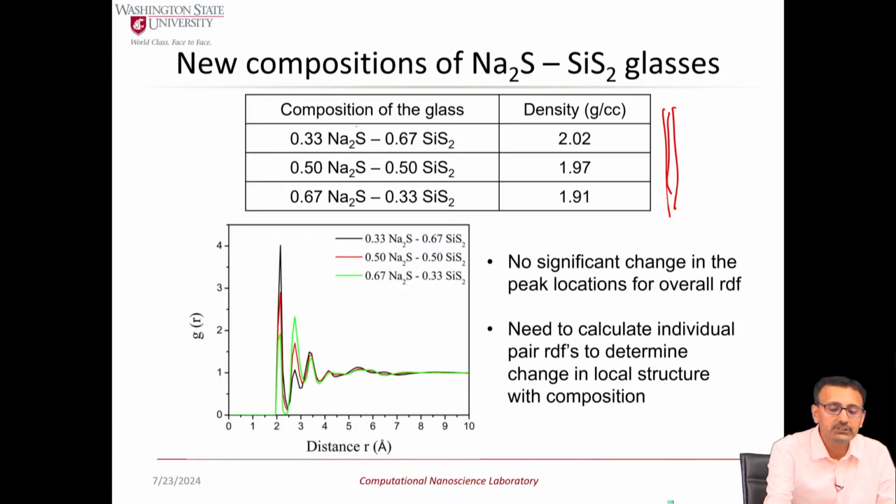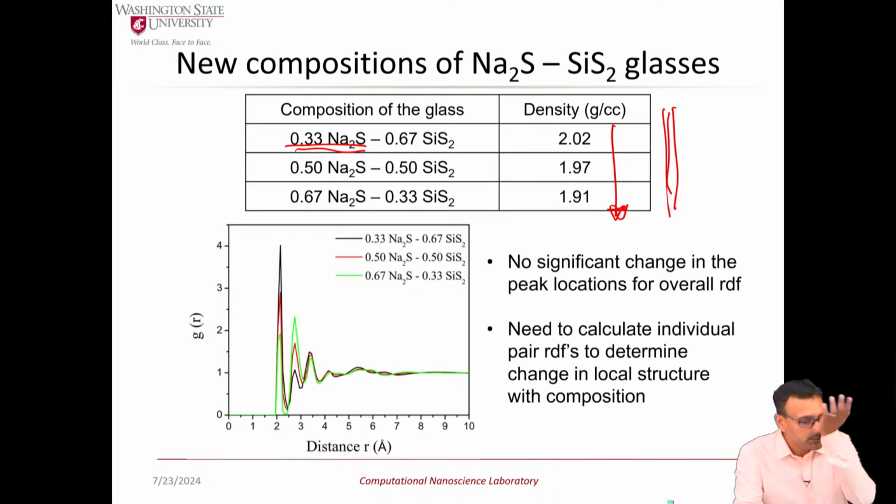We also leveraged the enhanced sampling afforded by molecular dynamics simulations to look at varied compositions by changing the mole fraction of sodium sulfide relative to silicon sulfide in these systems. We looked at 33%, 50-50, and 67-33. This agrees with the experimental trend that as you keep increasing the sodium sulfide concentration in these glass compositions, it frees up these silicon sulfide tetrahedral units, and therefore there is a drop in the density. This is observed from experiments, and our simulations also captured the drop in density with increasing sodium sulfide content.